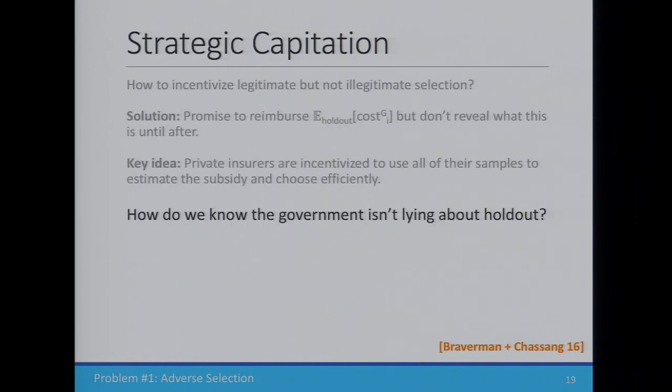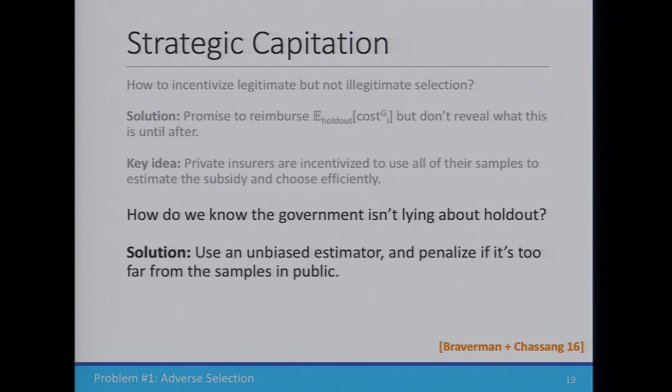So the government's still a strategic entity here, and how do we know they're not lying about the holdout? How do we know that they're not just going to say, okay, I'll reimburse you the expected, and then after the fact they change their mind about what it was? So the solution here is that you can use an unbiased estimator and then penalize the government if it's too far from the samples that everyone else knows. Okay, so this is a huge simplification of what they do in this paper, but I just want to give you some sense for the work that's been done in our community about risk adjustment before using our types of tools.